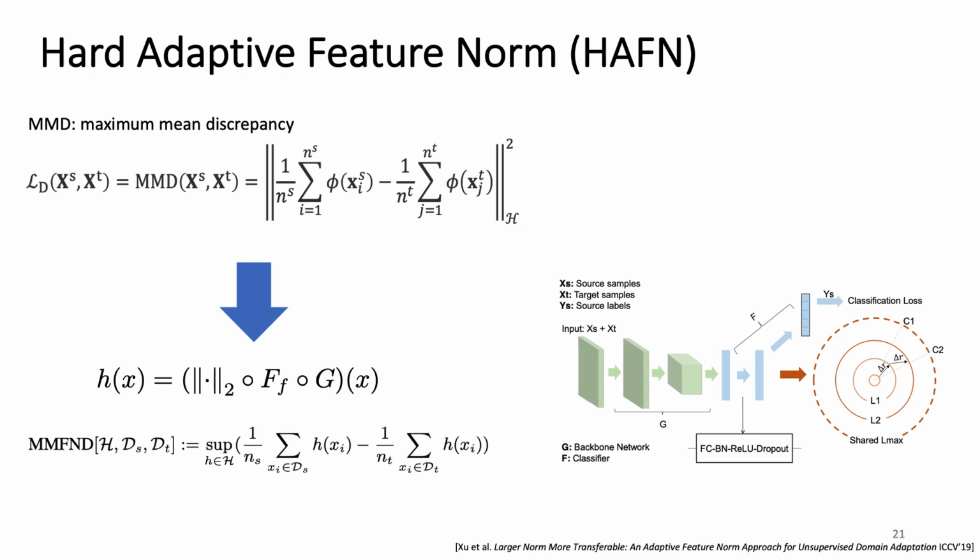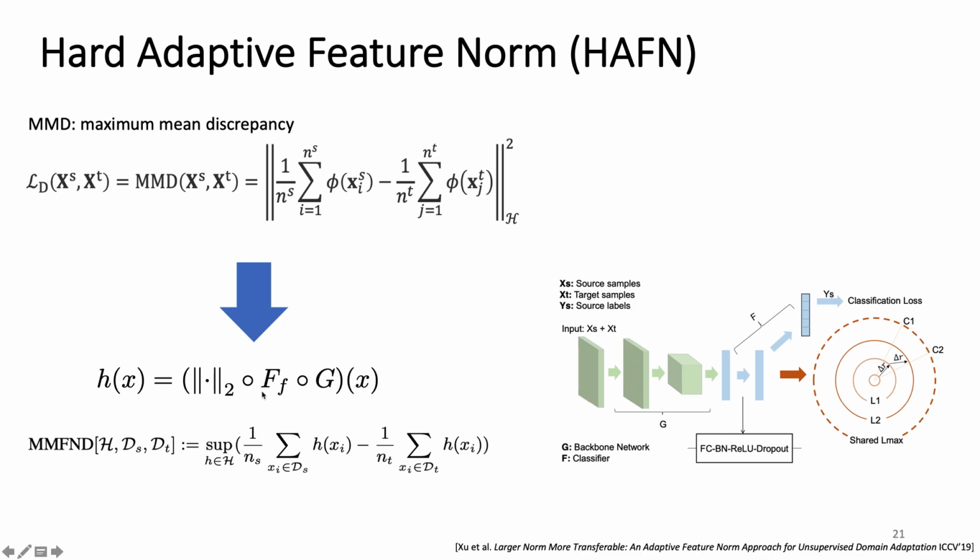And in a more recent work, an ICCV 2019 paper, they changed the MMD to a new distance measure. They call it MMFND, the maximal mean feature norm discrepancy. And you can see they look very similar, okay?